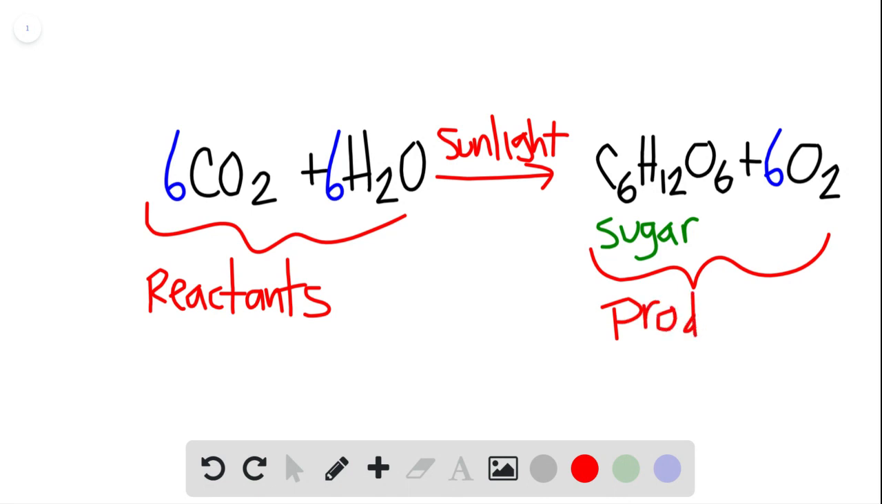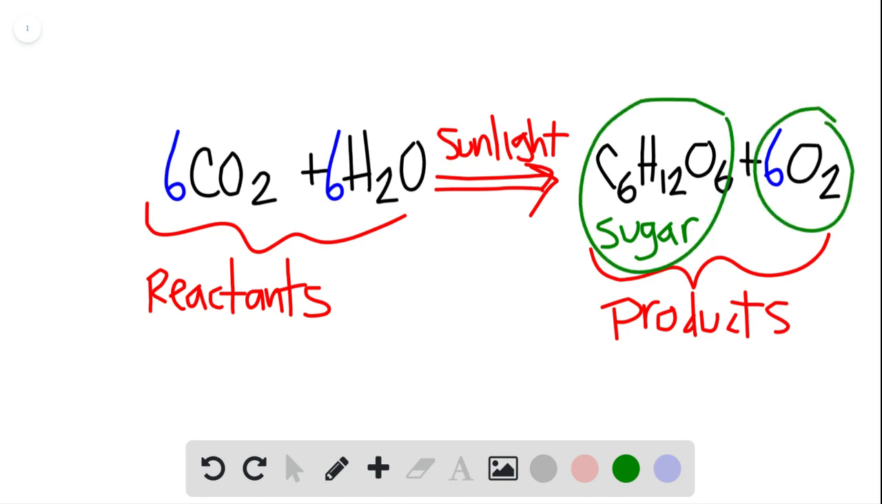All right, so whatever the arrow is pointing to here, that's going to point towards our products. So when being asked, what are the two major products? Well, it's going to be our sugar and oxygen, right? And so then the letter choice for problem five that matches that is letter C.